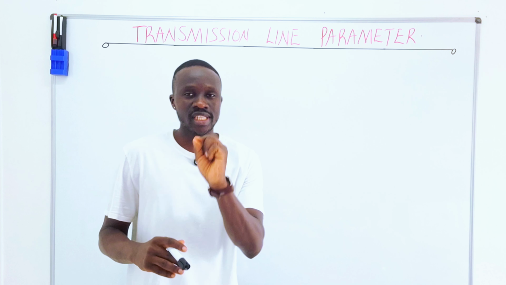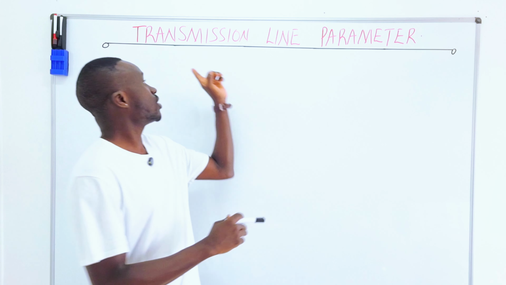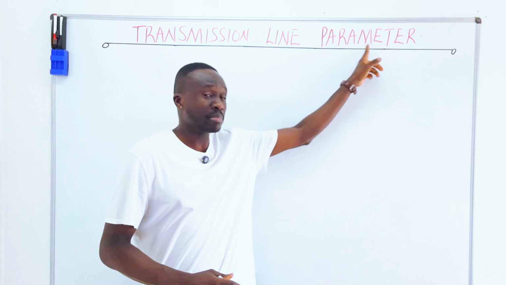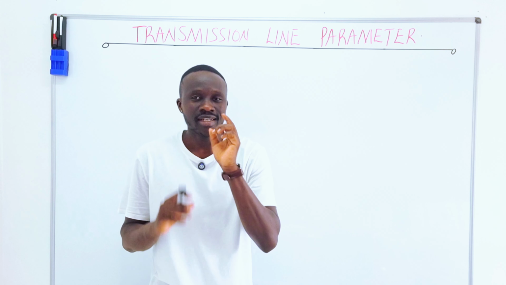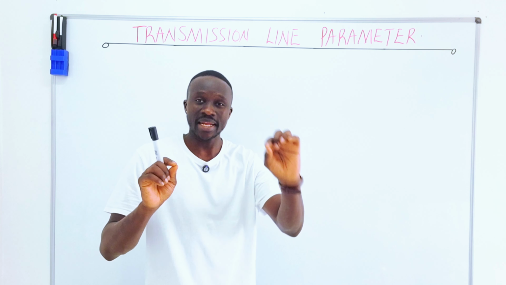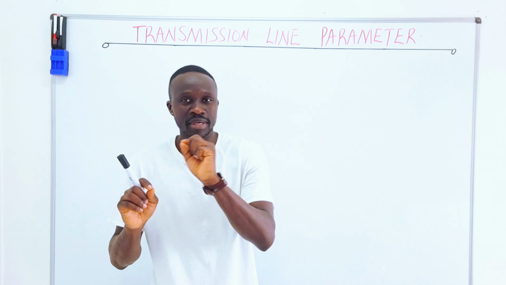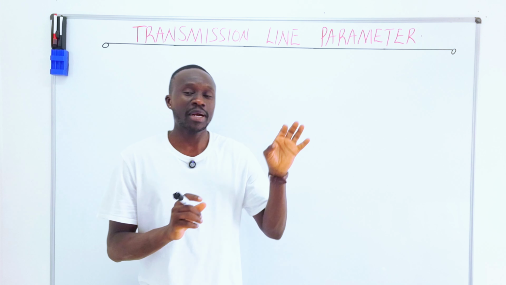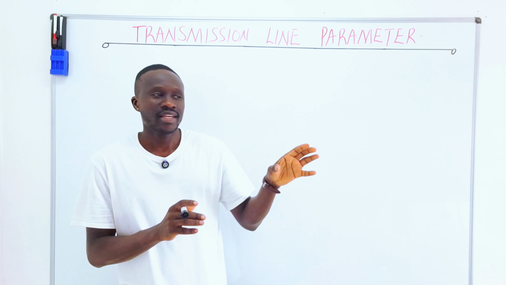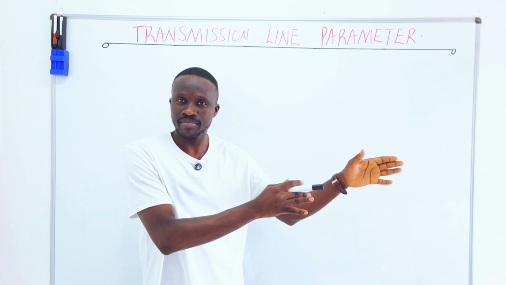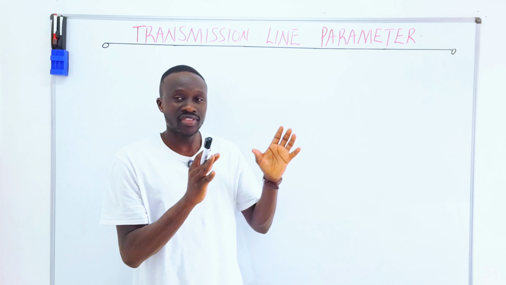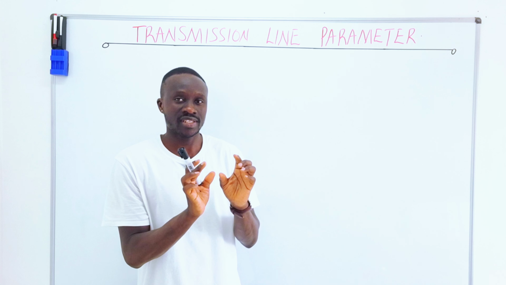Now, today we are going to dig into the transmission line parameter. Listen to this word. It is not perimeter, it is parameter. By parameter we mean the characteristic of the performance of a system. Anything, the characteristic of the performance of the system.